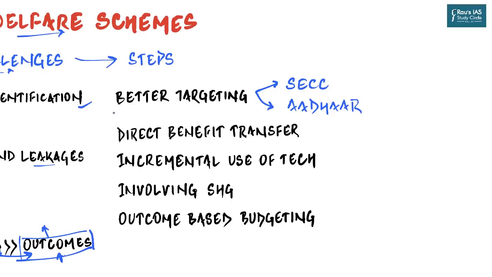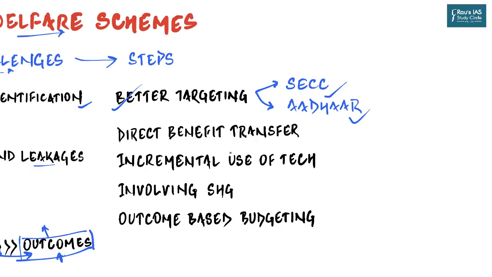The government has brought in a lot of reforms for better targeting of these schemes, and the first step in that direction was the Socio-Economic Caste Census, conducted to replace the old Below Poverty Line or BPL list to identify the potential beneficiaries of the government schemes. Aadhaar was enacted by the government to provide unique identity and to be useful in targeting the intended beneficiaries.